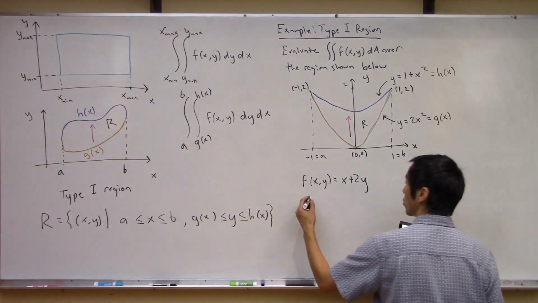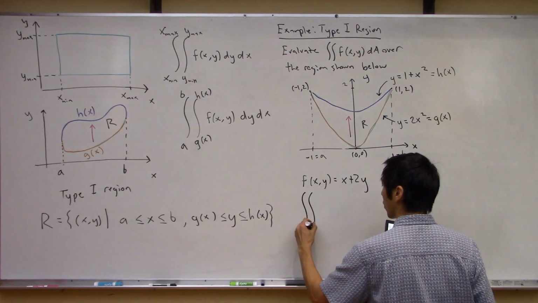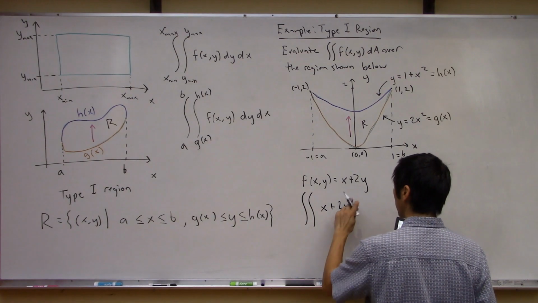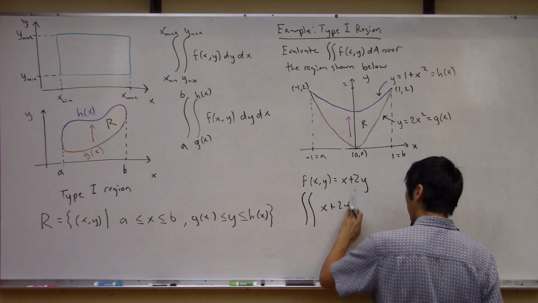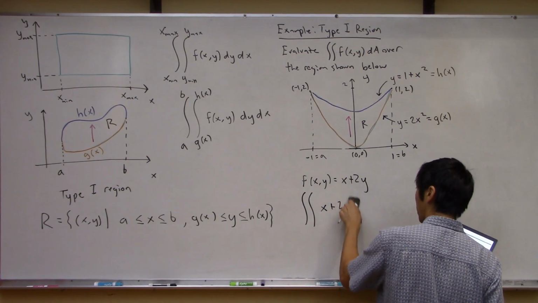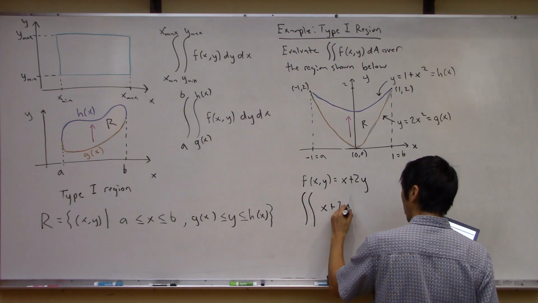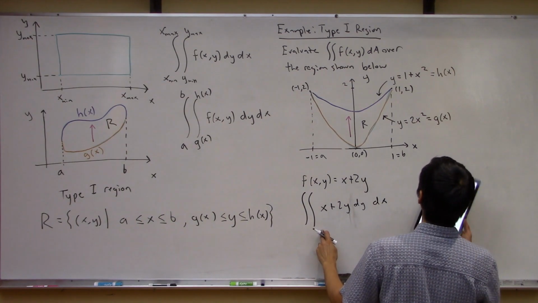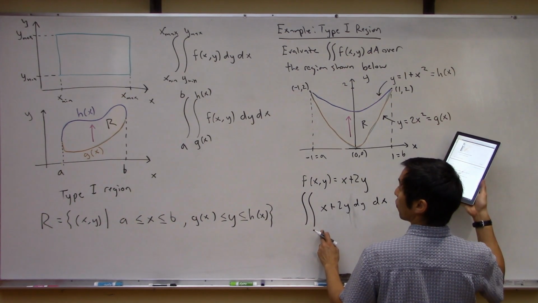Okay, so with this, it's pretty much just inserted into our expression here to calculate the integral of this thing. So let's go ahead and do that right now. Let's write this as x plus 2y, and we're going to run from dy and then dx. So the first thing we're going to do is y goes between these two functions.